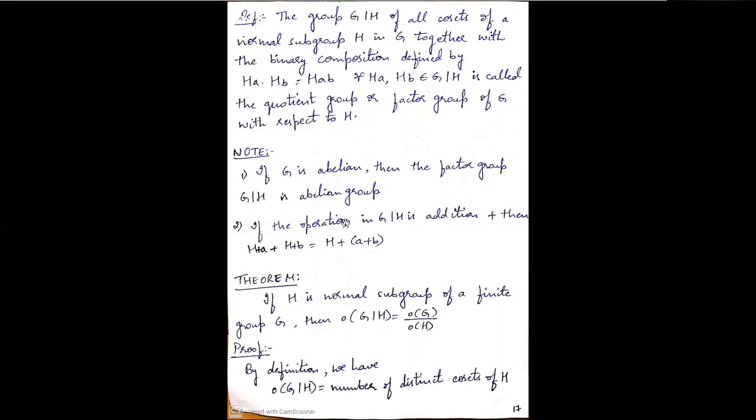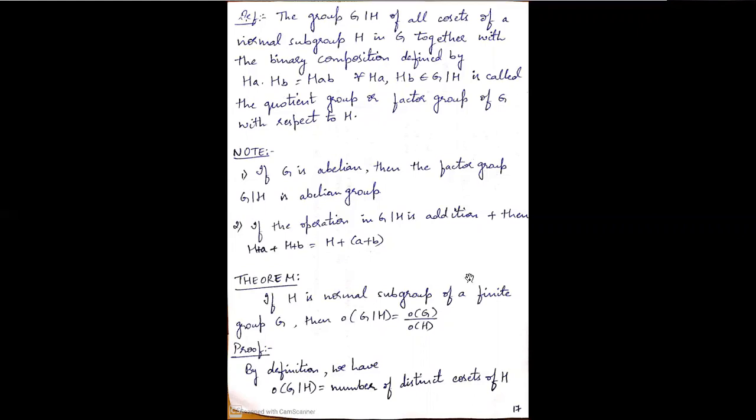Suppose the operation on G by H is addition, then we write H plus A plus H plus B, that is equal to H plus A plus B. That is how we denote it in case it is addition. In case it is any other operation, we denote it by star. So let us look at the theorem now.